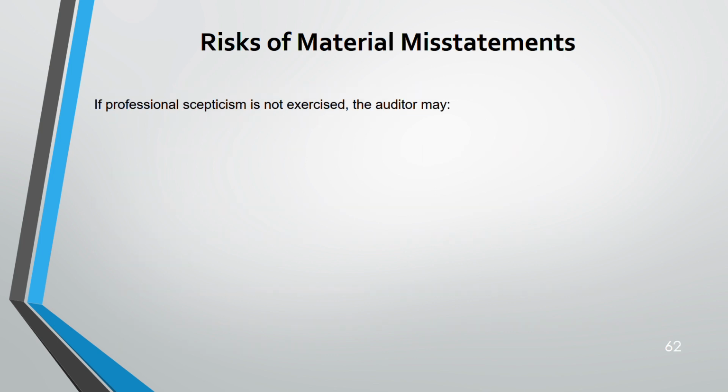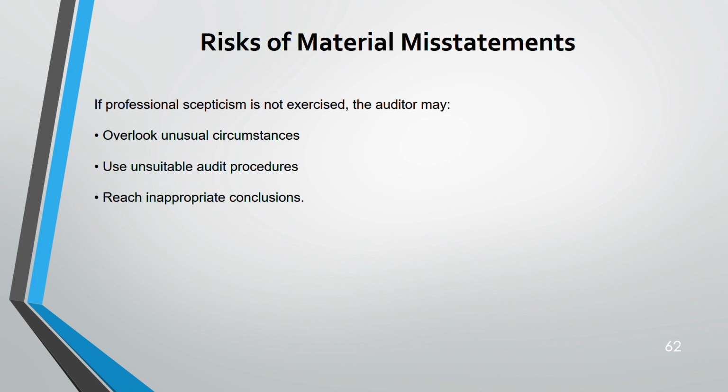Now, if professional skepticism is not exercised, the auditor may do these things. Number one, they might overlook unusual circumstances. Now, do you understand why professional skepticism needs to be practiced? If it's there, chances of material misstatement will be less because you will not overlook unusual circumstances. You will not use unsuitable audit procedures, nor will you reach inappropriate conclusions. That's why professional skepticism needs to be exercised.